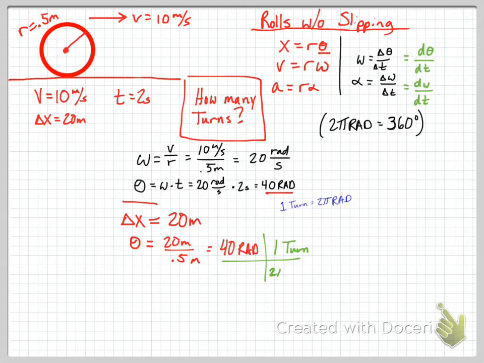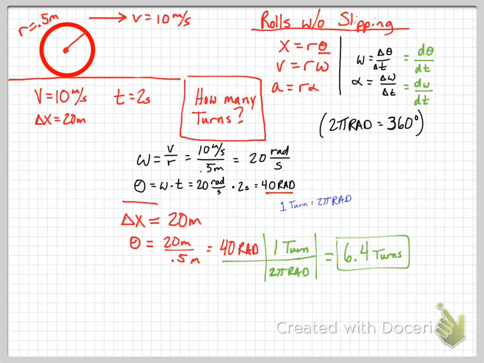And at that point, we can take our radians and then turn it into how many turns we're looking for. One turn is 360 degrees, and 360 degrees is 2 pi radians. So we do 1 turn equals 2 pi radians, and the radians cancel, and we're left with 40 times 1 divided by 2 pi, and we get 6.4 turns.